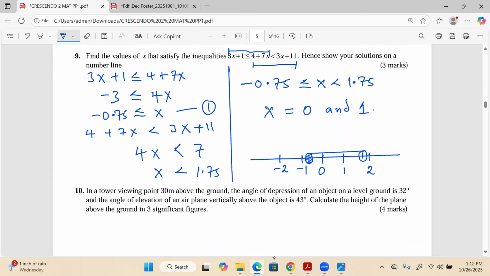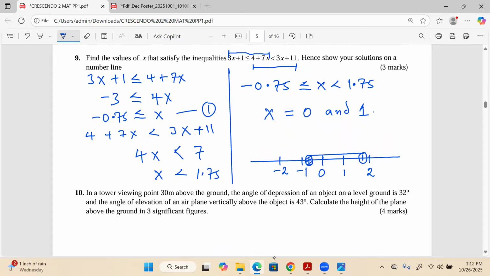Remember, even if negative 0.75 is inclusive as a border, it's not an integral value. It is not an integral value. So let's be very careful when responding to questions like that.